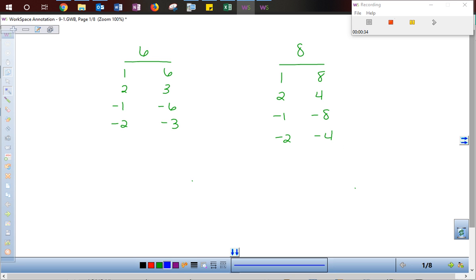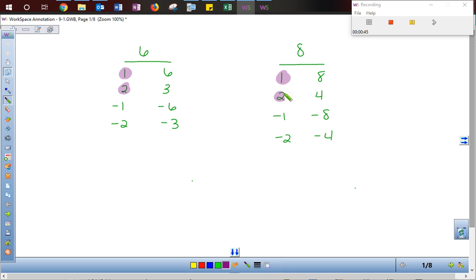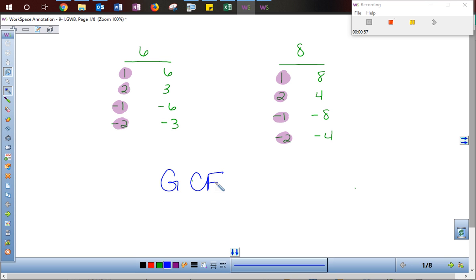Then if I were to ask you to find factors that these two guys have in common, you could say, well, they both have a 1 in common, they both have a 2 in common, they both have a -1, and a -2. Those are all the factors that 6 and 8 have in common. But then if I were to ask you to find the greatest common factor between 6 and 8, that would be the biggest factor that they both share, which in this case would be 2. So the greatest common factor between 6 and 8 is 2.